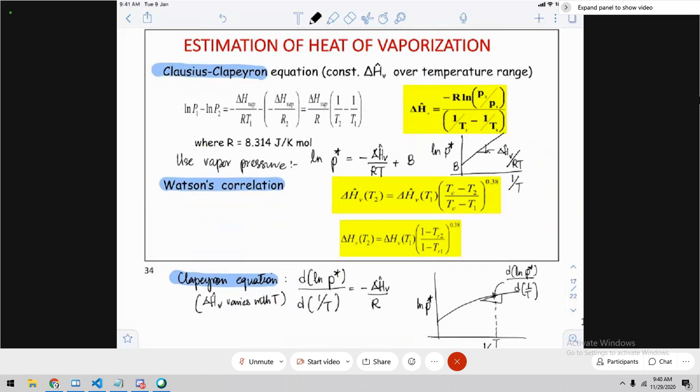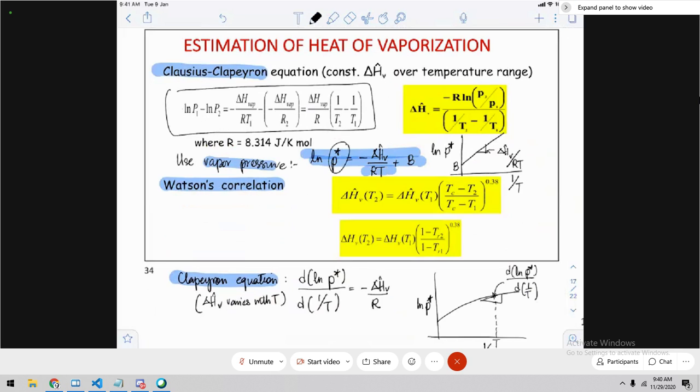Okay. The equation I have here is written differently from the one in your textbook. The one written in the textbook is like this. That's the Clausius-Clapeyron equation. You have the vapor pressure. That is the vapor pressure, that's all. Your vapor pressure is this.